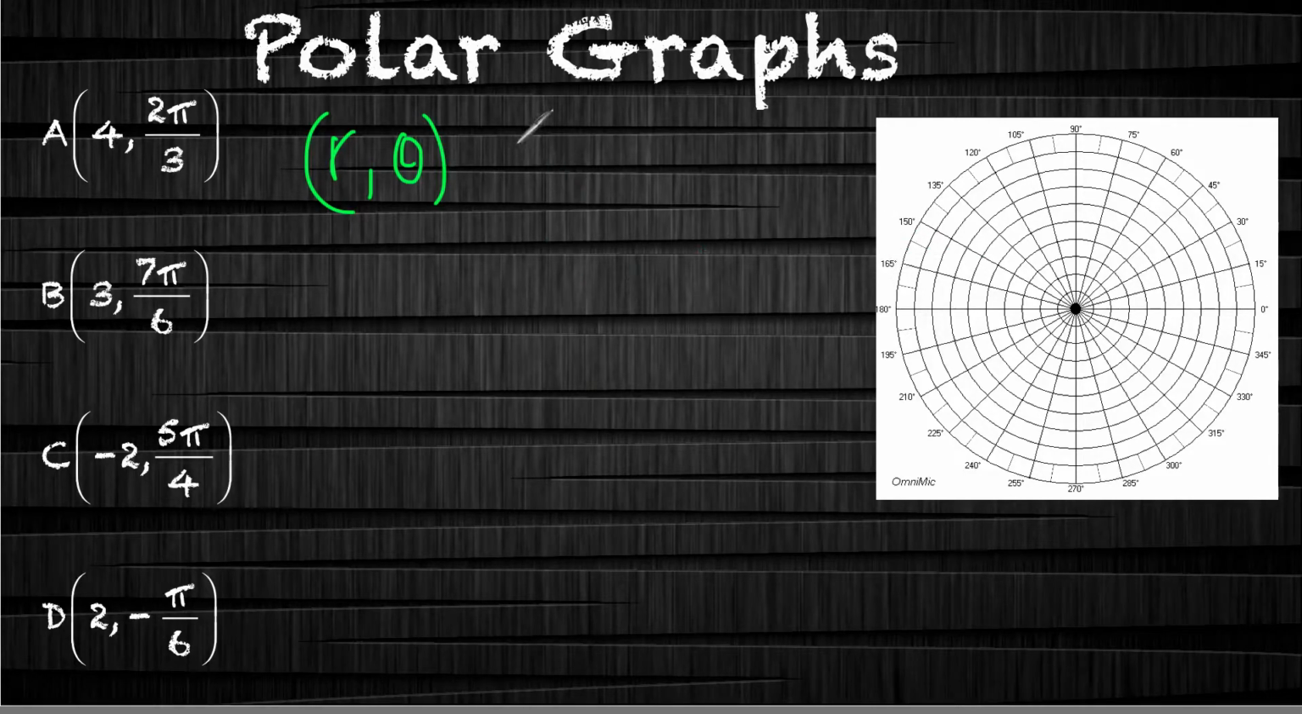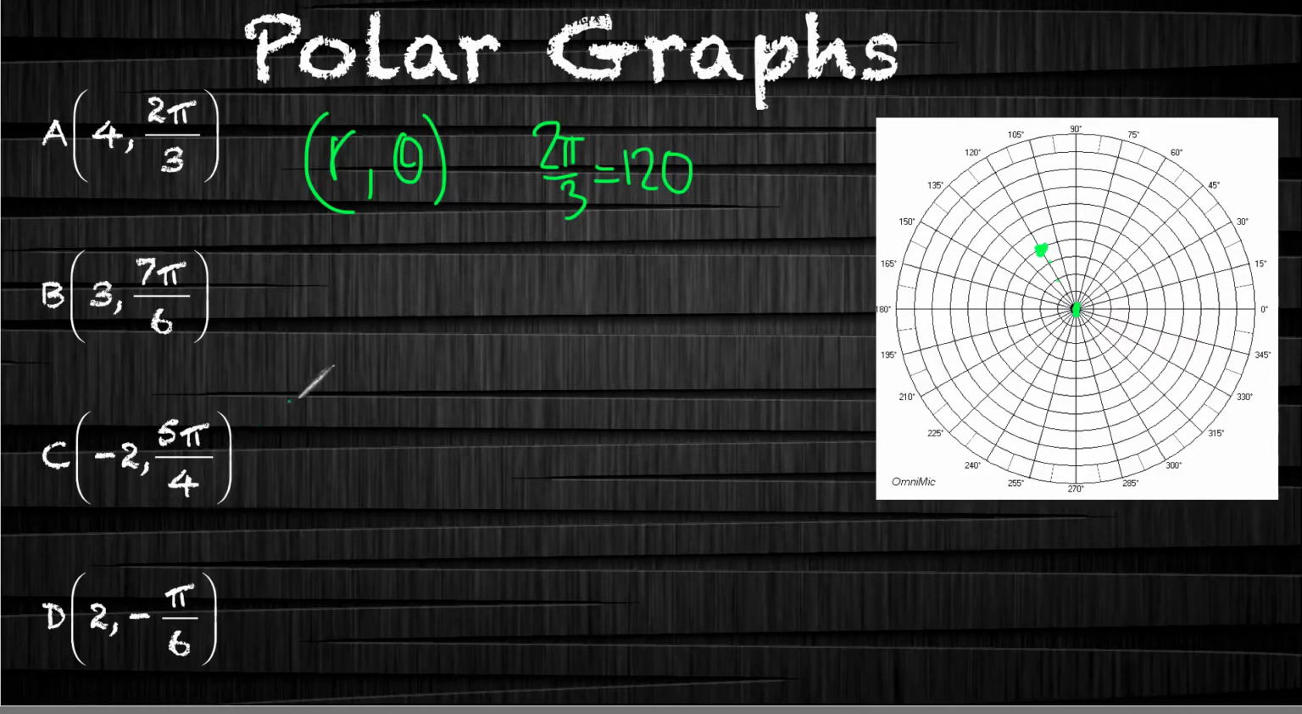2 pi over 3. 2 pi over 3 is equal to 120 degrees. And so on the polar paper, we will go 4 units in the direction of 120. So here's our origin, and we will go 1, 2, 3, 4 units, and we'll put a point right there.